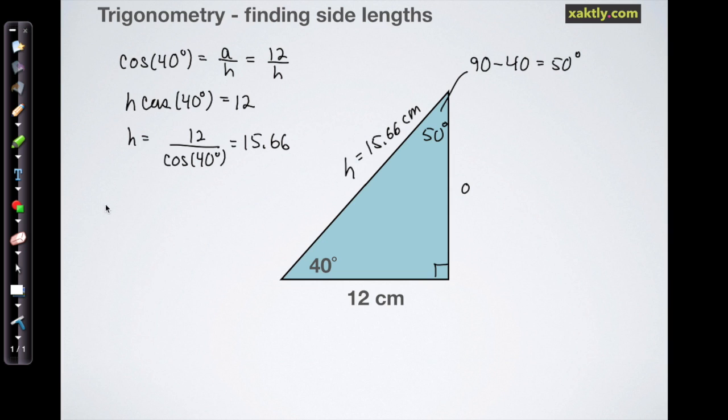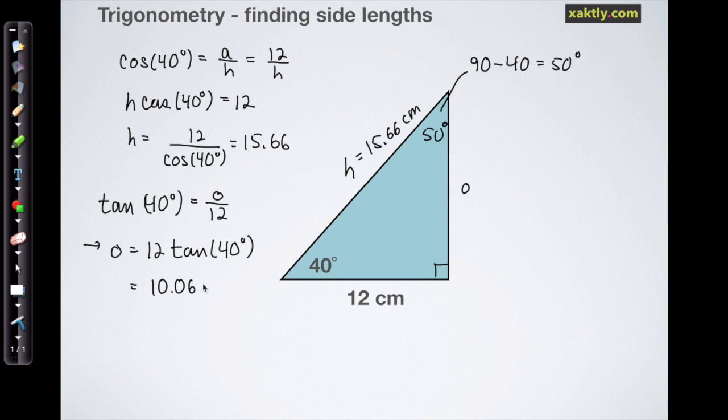Now I need the opposite side, and I could use either the sine function or the tangent function. Let me use the tangent function in this case. So the tangent of 40 degrees is that opposite side over the side that we know, 12 centimeters. And if we rearrange again, we get the opposite side is 12 times the tangent of 40 degrees. Again, make sure your calculator is set in degrees, and we get a number here of 10.06 centimeters.